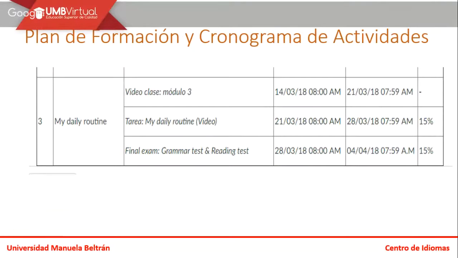Okay, my daily routine. This one is, as you know, the schedule for all the activities you have to send in regards to the two tasks. The first one is my daily routine, which is to create a video, and the second one is the final exam, grammar test, and reading test. Okay, recuerden las fechas. Tenemos desde el 21 hasta el 28 de marzo para hacer la entrega pertinente en relación con my daily routine, and the third activity, well, there are grammar tests and reading tests. So we have until April 4th, okay?